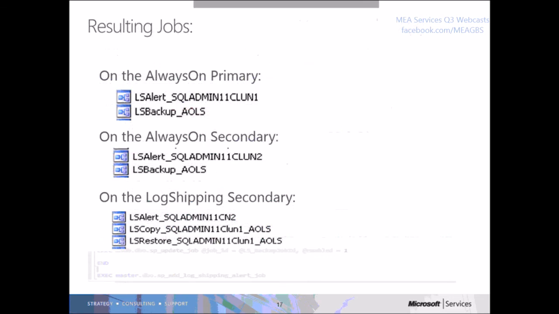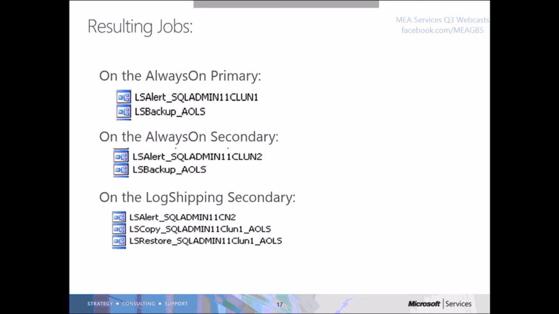Now, once we have finished all that, typically you will be looking at these kinds of jobs on the primary, secondary, and on the LogShipping Secondary as well. As you would see, we have the backup job on both the AlwaysOn Primary and AlwaysOn Secondary, and then we have the copy and restore jobs on the secondary LogShip servers. And apart from that, you have a common alert job on each of the servers that is participating in the LogShipping. So if you have made sure that these jobs exist and are running properly, then I think you're all set to run LogShipping along with AlwaysOn.